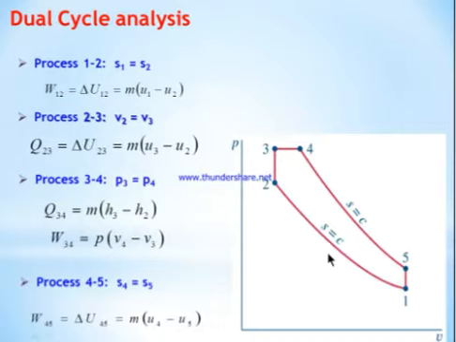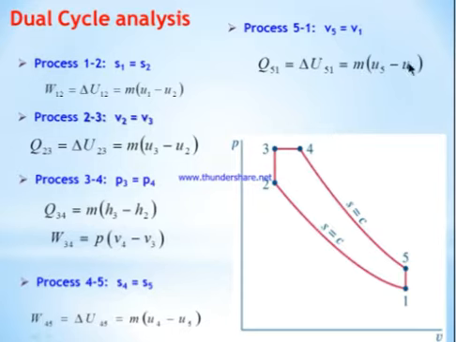Input work takes place during the 1 to 2 process. The piston does work on the air. And 5 to 1 is constant volume heat rejection. So this rejected heat, or heat out, can be found through this equation. This takes place at constant volume. So this is all about the energy balance used over the dual cycle processes.